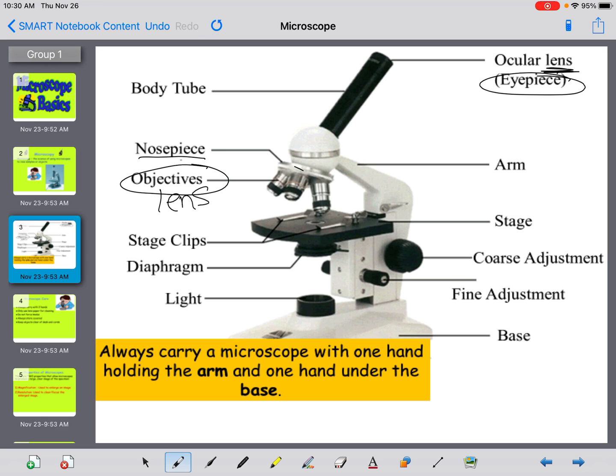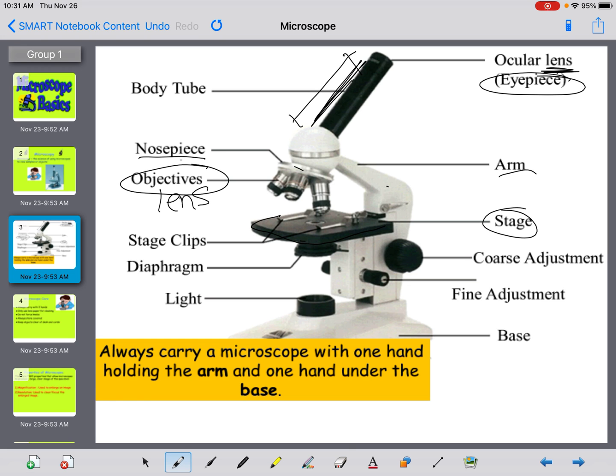This section here is the body tube. It connects the lens to this main section where the objectives are. The reason for this distance is important because you need a certain amount of distance in order for the lens to do its job with enlargement. The arm, as we mentioned, is where you hold on while you are walking with the microscope.